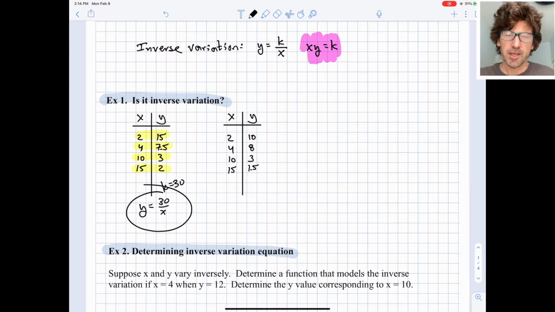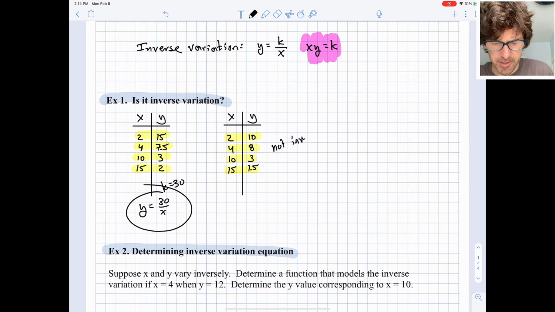In contrast, this second example: 2 times 10 is 20, 4 times 8 is 32, 10 times 3 is 30, 15 times 1.5 is 22.5. So we are not getting a constant product, so this is not inverse variation.